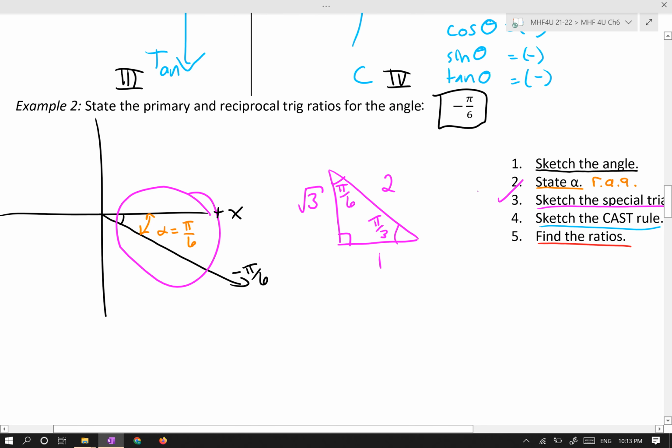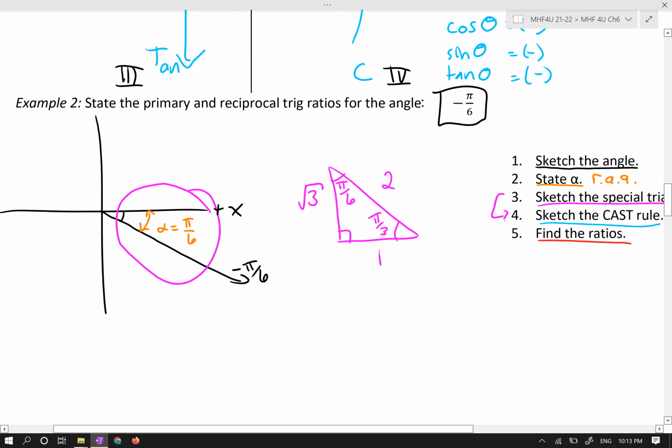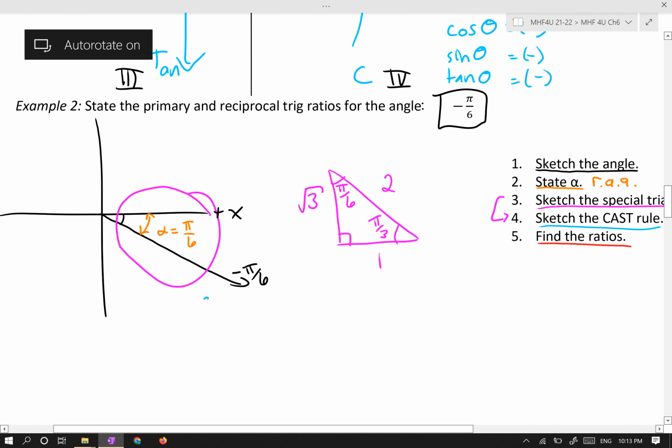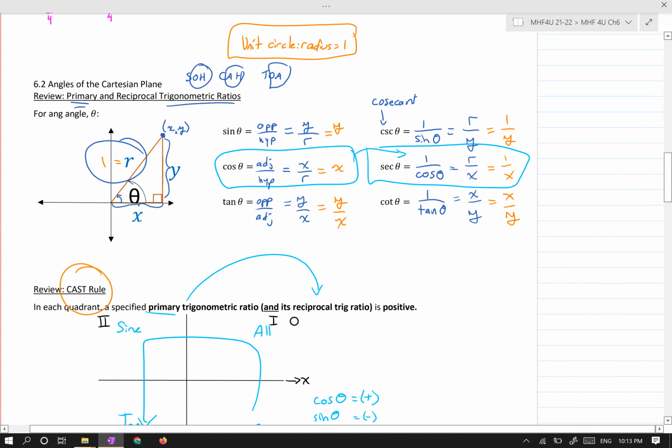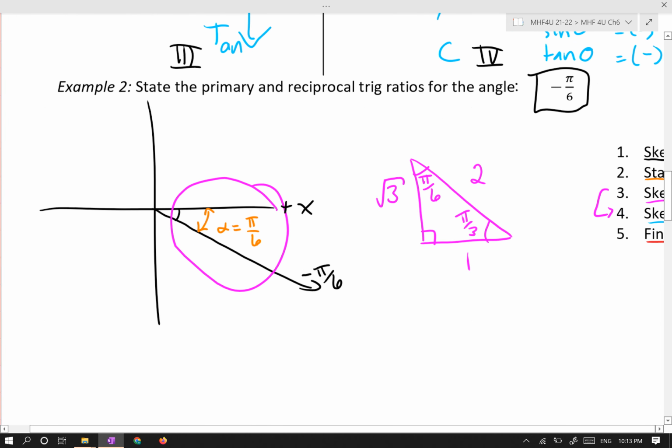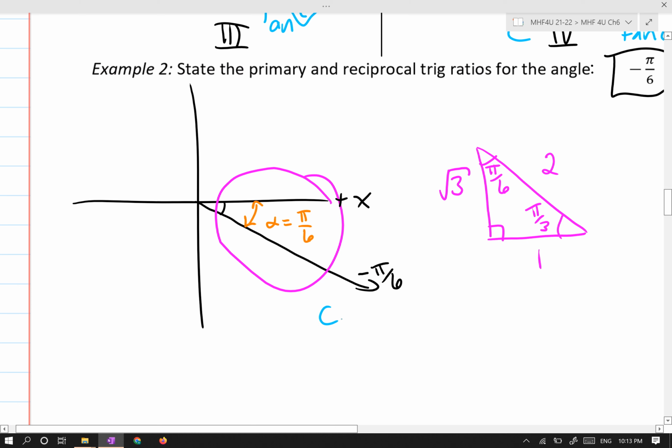Now we're going to double check with our CAST rule. Our CAST rule tells us that in quadrant 4, our cosine ratio is positive. Quadrant 1, all of them are positive. Quadrant 2, sine is positive. And in quadrant 3, my tangent ratio is positive.